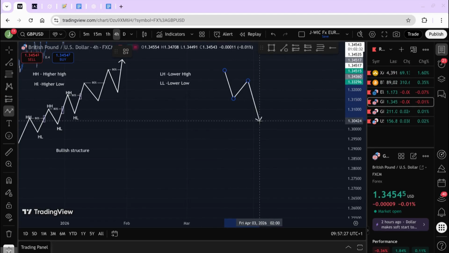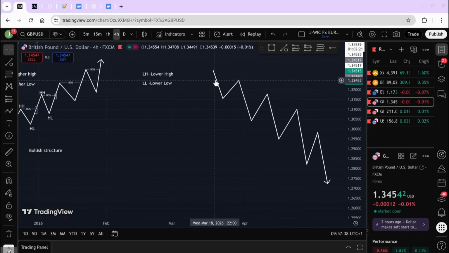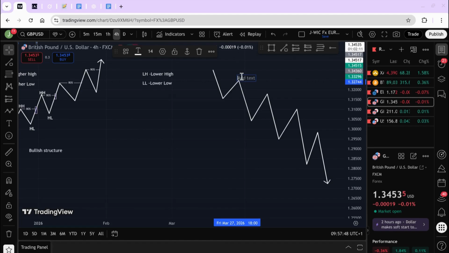Pull back, break structure, pull back, break structure, continuously. I think we can stop here for now. So what can you see here? You have your lower high. Let's start from here. You have your lower high here. Let me just put LH.